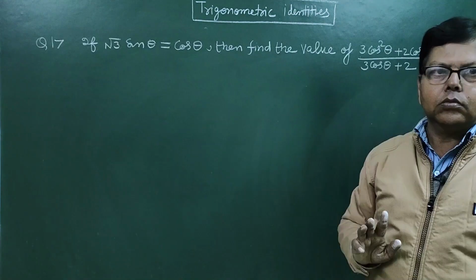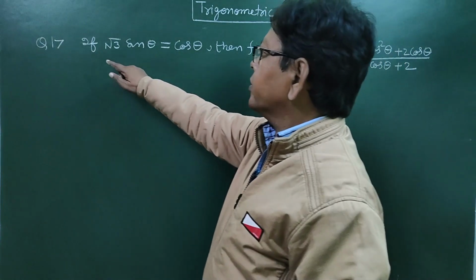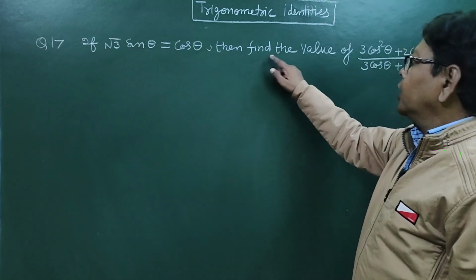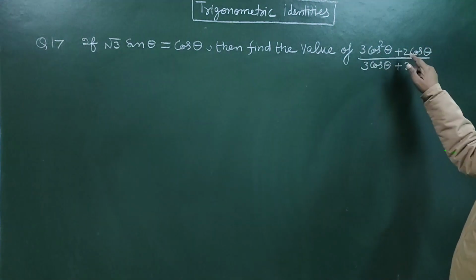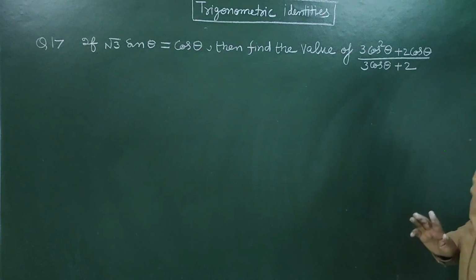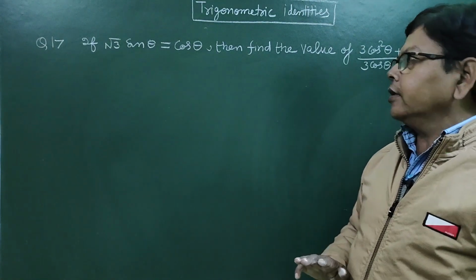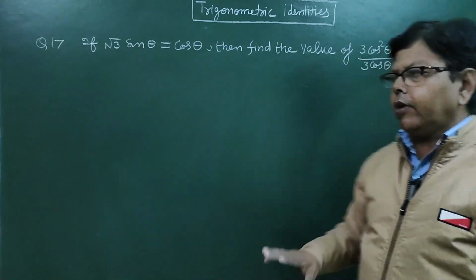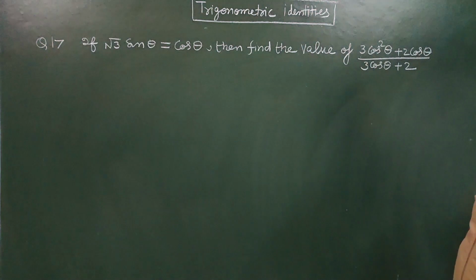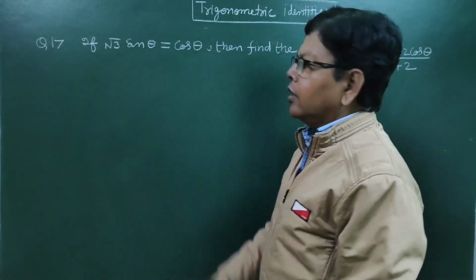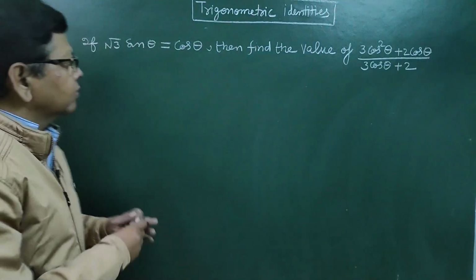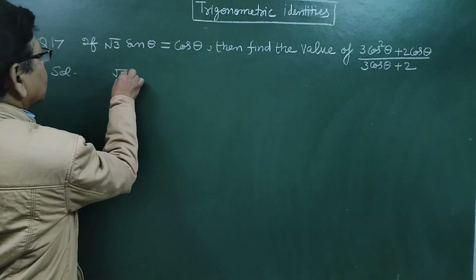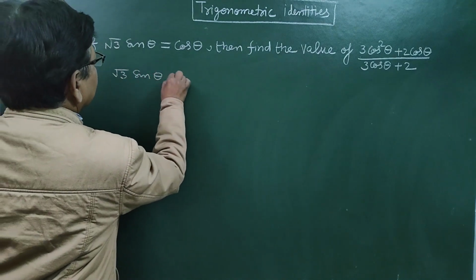So the next question, number 17: if under root 3 sin theta is equal to cos theta, then find the value of 3 cos square theta plus 2 cos theta upon 3 cos theta plus 2. In this question, if we know the value of the angle theta, then we can evaluate the value of this expression. So first let us consider this given condition, and in this condition root 3 sin theta is equal to cos theta.